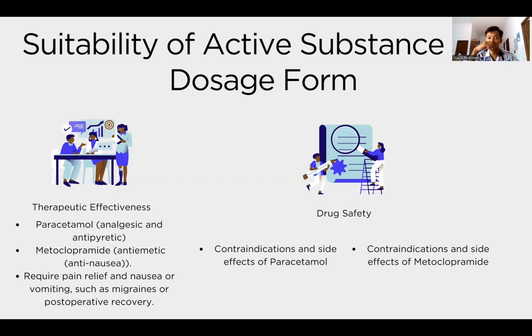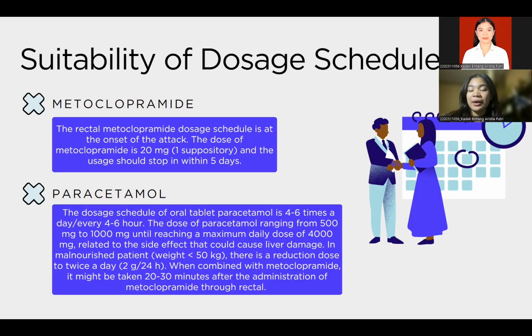Hello everyone, my name is Gede Saputra, and the last digits of my student number are 056, and I will explain about the suitability of dosage schedule. The first one is the dosage schedule of metoclopramide. Metoclopramide is an antiemetic that, given rectally, is the best way to solve nausea, vomiting, and problems of swallowing. In the emergency department, metoclopramide is also used to treat acute migraine.